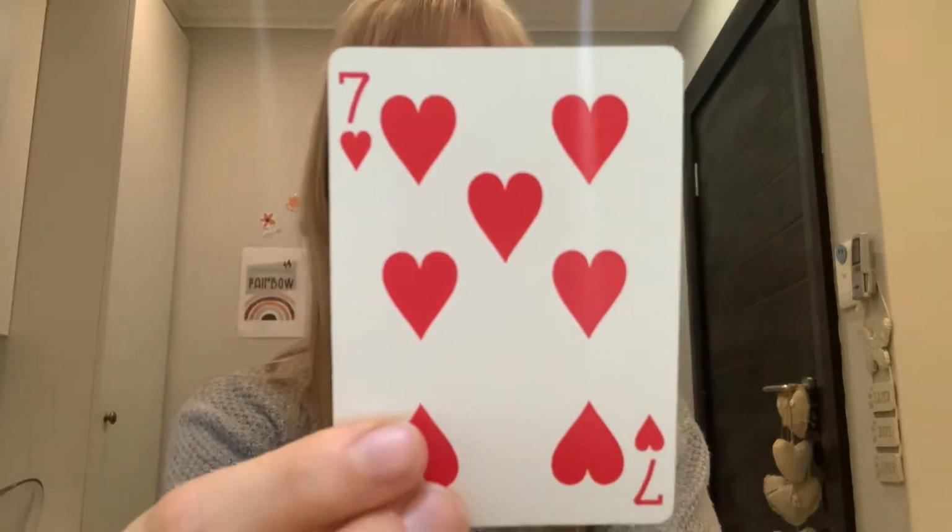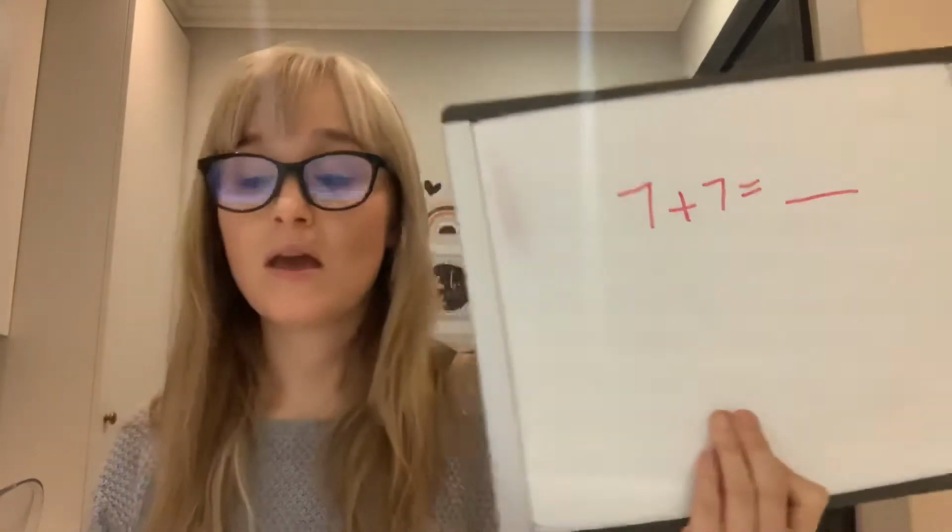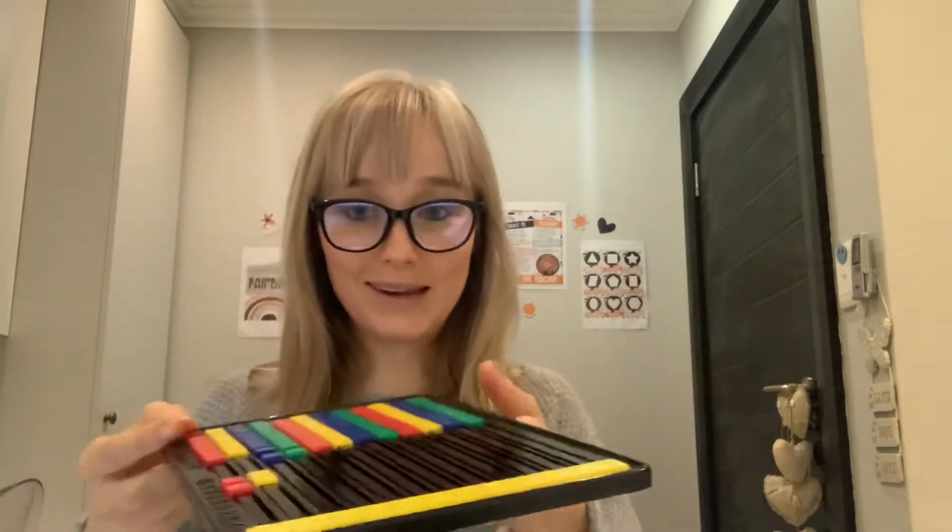Lily chose 7. Would you like to show us how we can work this out, Lily, on your board? Yes, that's right, Lily. We write it like that. We write a 7 plus a 7 equals. And then, now that we've got it on our boards, Lily, how do we work it out? Can you please show me how you would like to work it out? Okay, you would like to use the counters. Here we go, Lily. Can you please show me 7 plus 7?